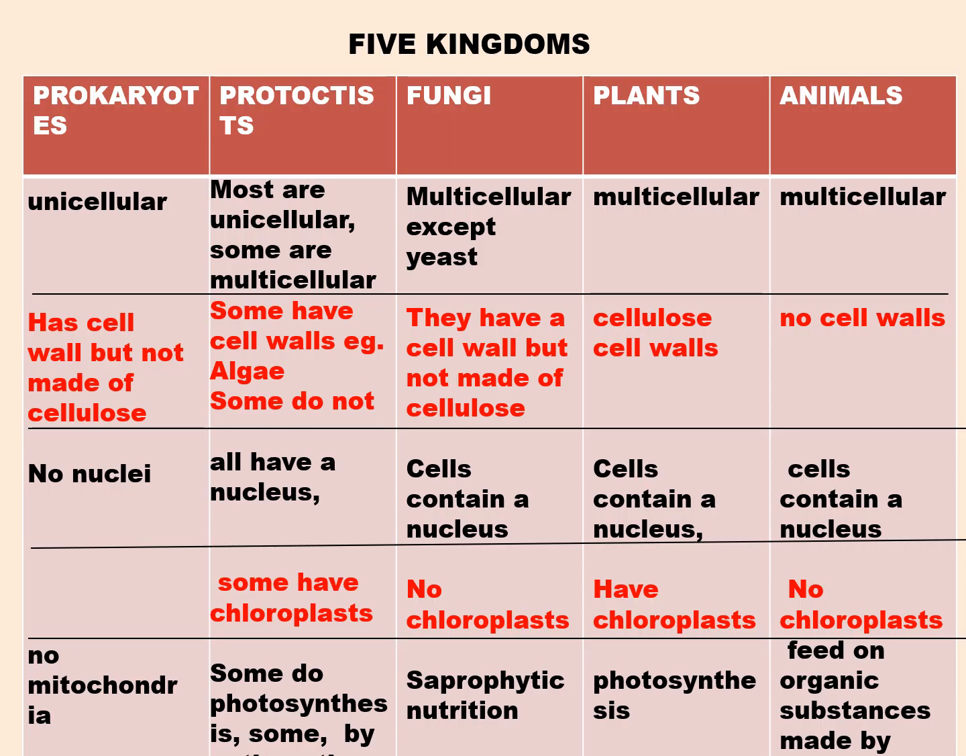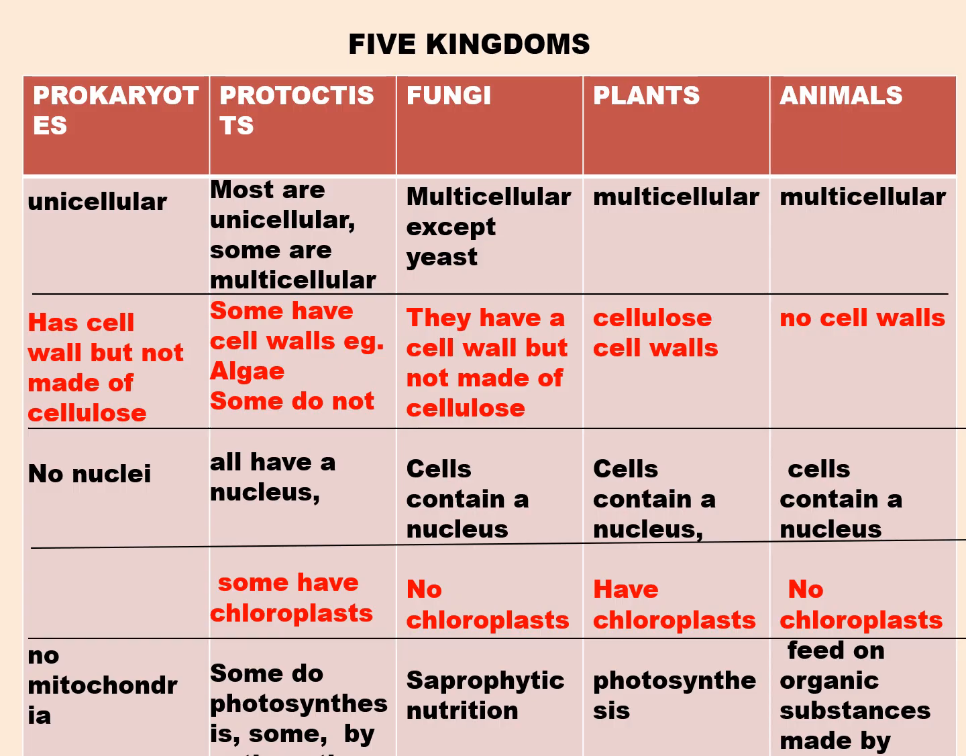Table shows the features of the 5 kingdoms which may be useful in answering questions. Prokaryotes, protists, fungi, plants and animals. So prokaryotes are unicellular. Always they are unicellular. But protists, most are unicellular, like amoeba, some algae, but some may be multicellular. Fungi, plants and animals, all three are multicellular.